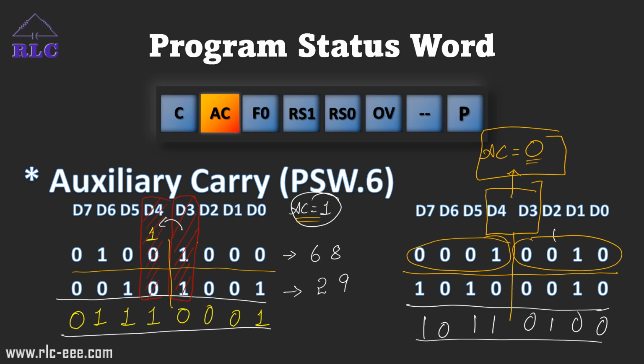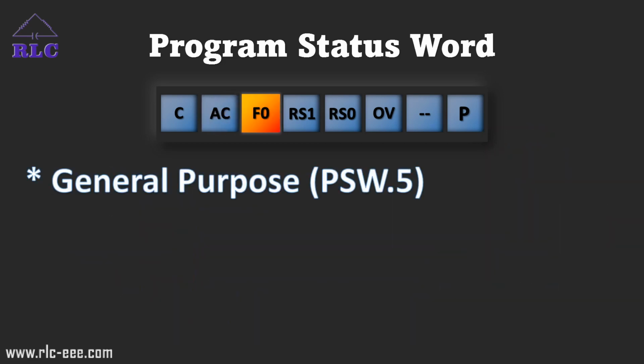Next we move on towards the user flag, that is F0. This user flag is also known as the general purpose flag. It is bit number 5, that is PSW.5. This bit is not affected by any arithmetic or logical operation. This is for user purpose. If we want to use it for any of our operations, then we can use this PSW.5 bit, which will not get affected by any arithmetic or logical operations.